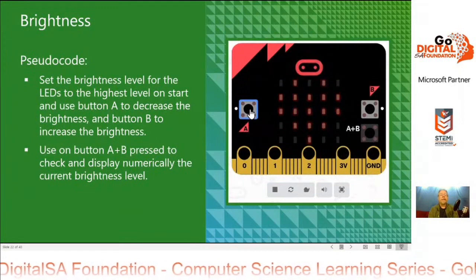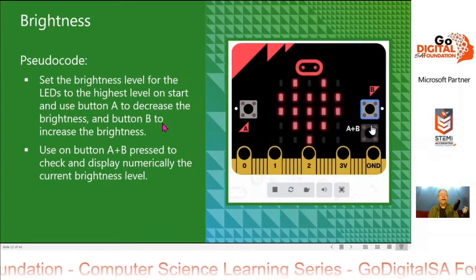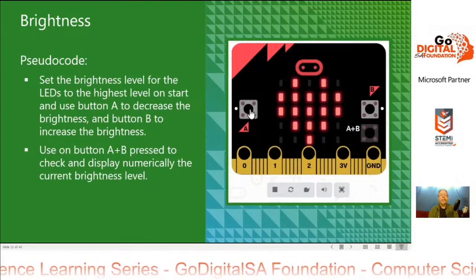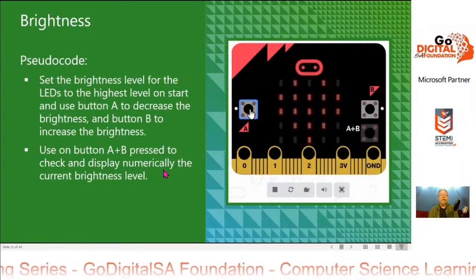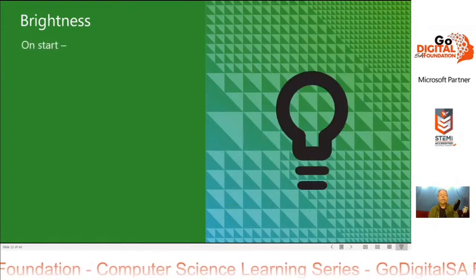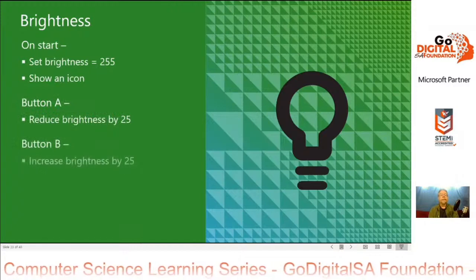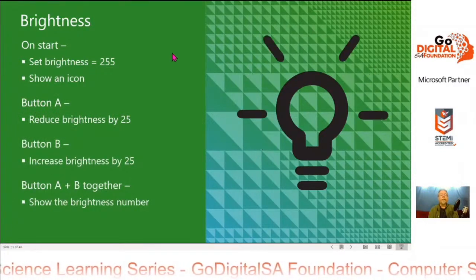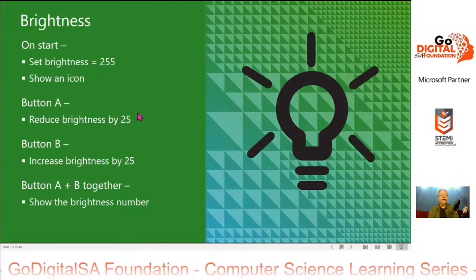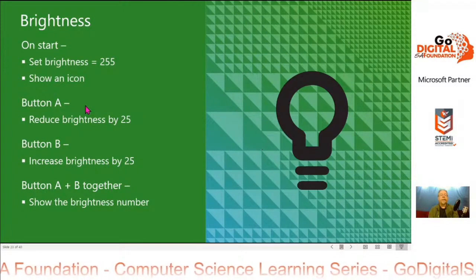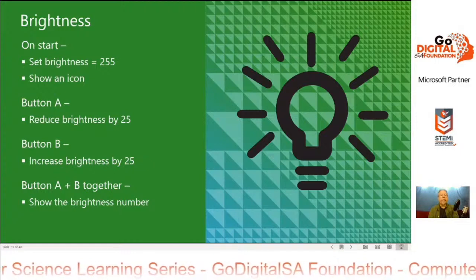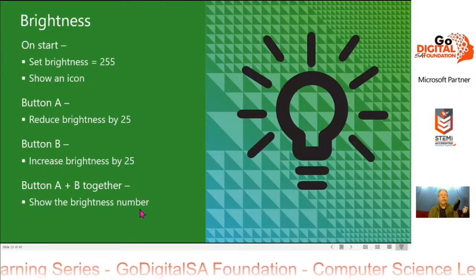And brightness. So set the brightness level for the LEDs to the highest level on start, and use A to decrease the brightness and B to increase the brightness. Use button A and B pressed together to check and display numerically the current brightness level. Okay, so on start, we set the brightness to 255, and then we show any icon. Then we reduce the brightness whenever we press button A, increase the brightness when we press button B, and when we press them together, we show the brightness value.